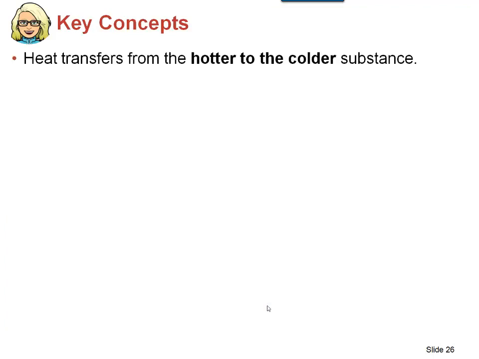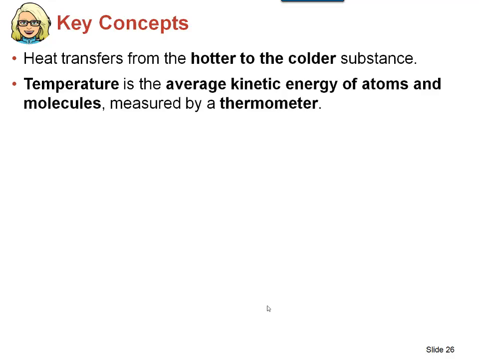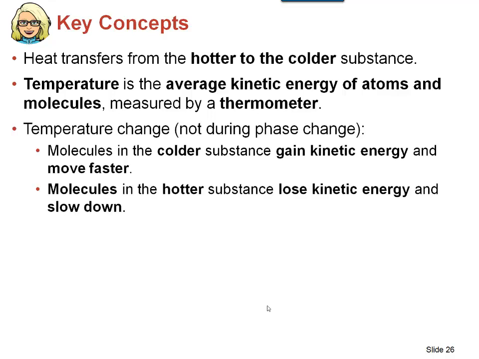So the key concepts from this presentation are heat transfers from the hotter to the colder substance. Temperature is the average kinetic energy of atoms and molecules measured by a thermometer. Temperature changes, but not during a phase change. What happens is molecules in a colder substance gain kinetic energy and move faster if they're being heated up. Molecules in a hotter substance lose kinetic energy and slow down if that substance is cooling.